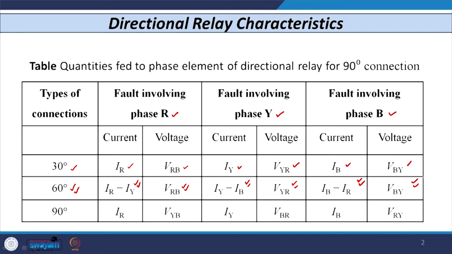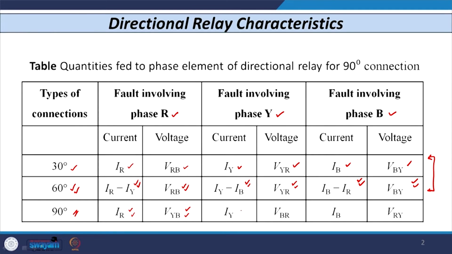However, if I use either the 30 or 60 degree connection, then for certain fault conditions the relay may produce very low torque. To rectify that, in actual practice in the field they use the 90 degree connection. For R phase they give IR current, and the voltage they give is VYB. Here you can assume that if the fault is in R phase, the magnitude of the IR current is very high, and for voltage we give the other two phases, not including R.